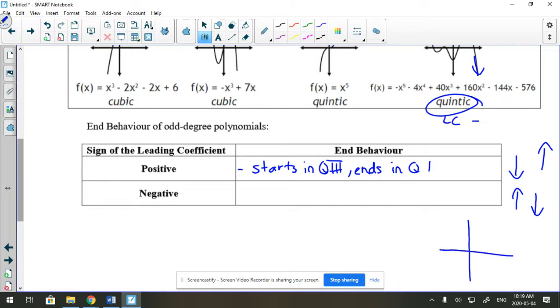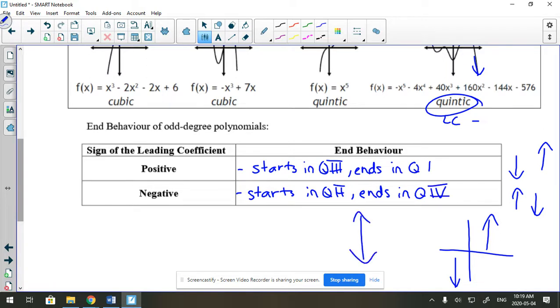If you think about your quadrant, starts in quadrant 3, ends in quadrant 1. For negative, it starts in quadrant 2 and ends in quadrant 4. So if I look at that one, it starts in quadrant 2. So that means it's going to be starting this way, and it's ending in quadrant 4 if it has a negative leading coefficient. And all of these clues are going to help us graph all of these in a little bit.